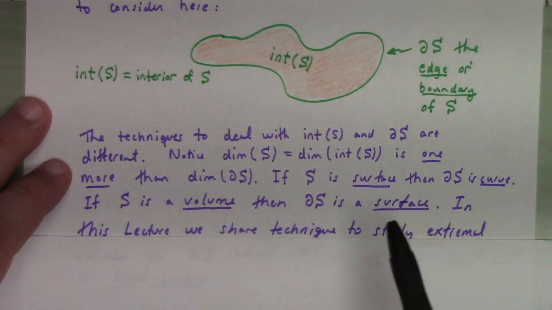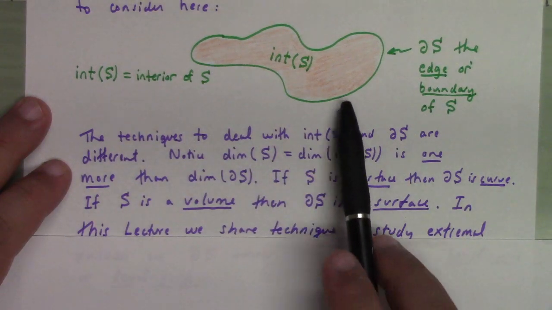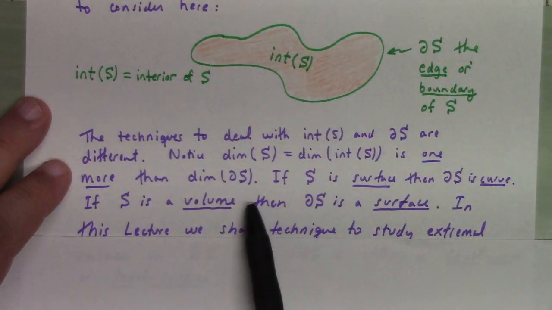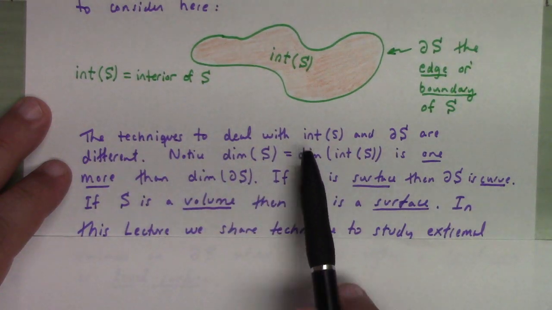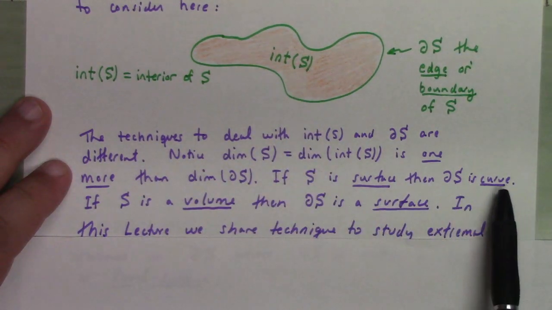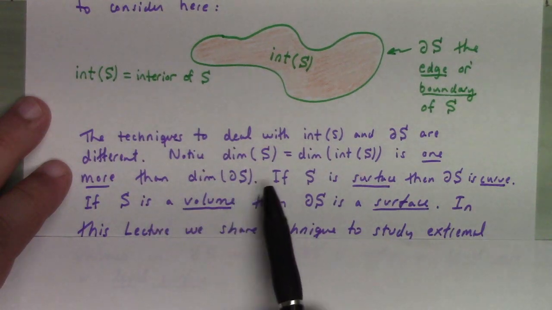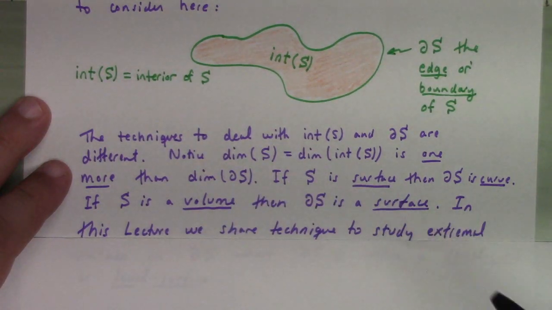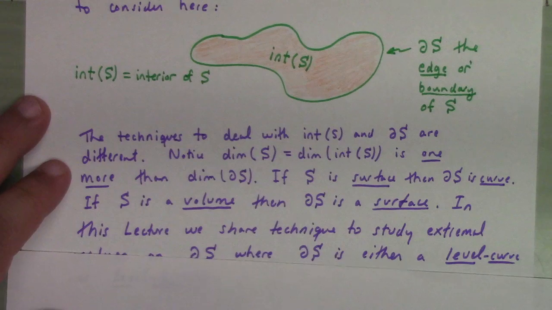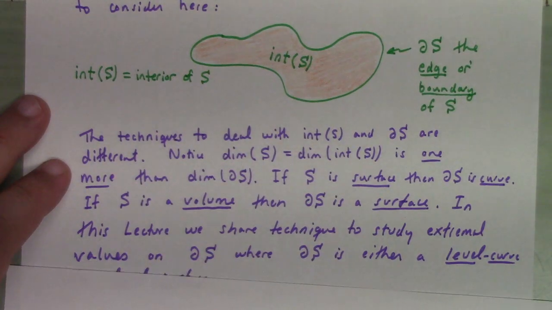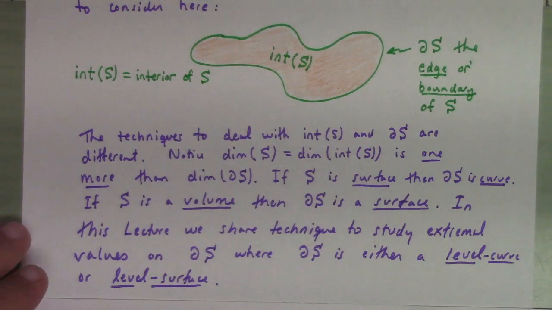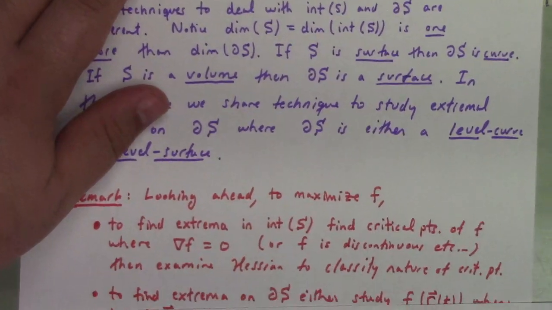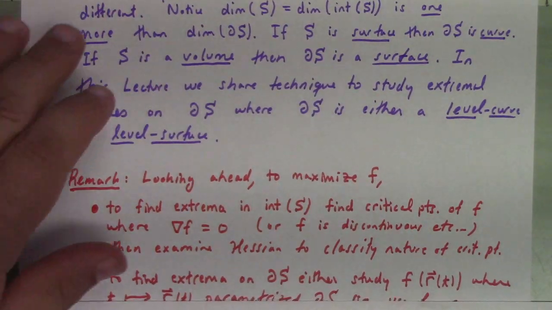In particular, the dimension of S is the dimension of the interior, and that's going to be one more than the dimension of the edge. So if S is a surface, then the boundary of S is a curve. If S is a volume, then the boundary of S is a surface. And in this lecture, we'll share techniques to study the extremal values on the boundary of S when the boundary of S is either a level curve or level surface.